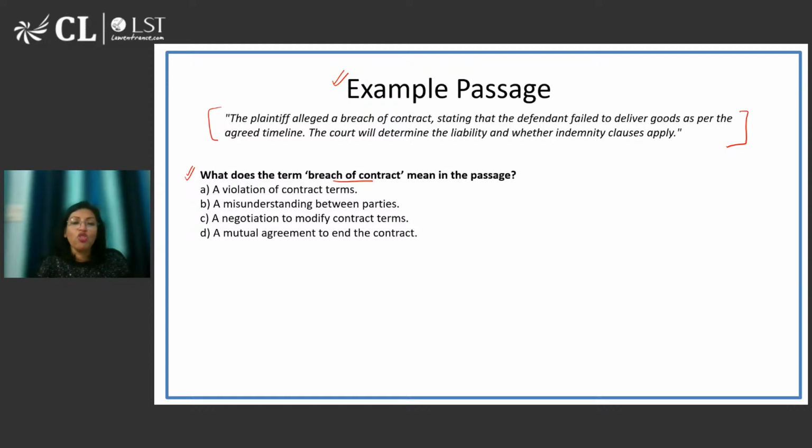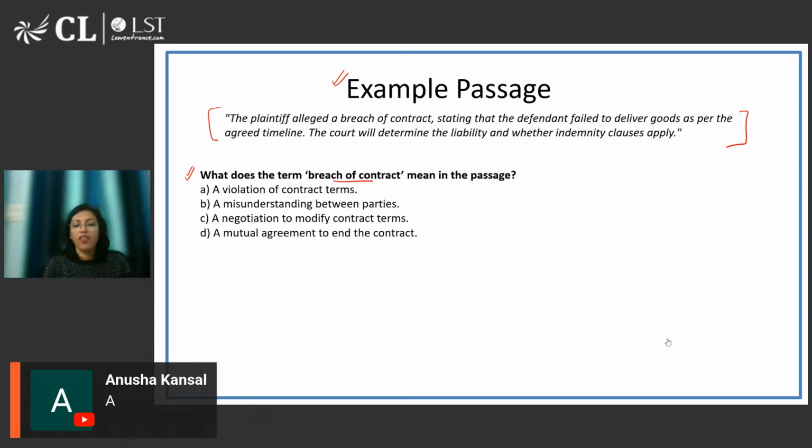Oh my goodness, so many words that we have just done. Plaintiff, breach, contract, defendant, liability, indemnity. Anusha says, hey guys, I'm waiting for all your answers. Come on. Not just one person, huh? Come on. Anusha has given me an A.